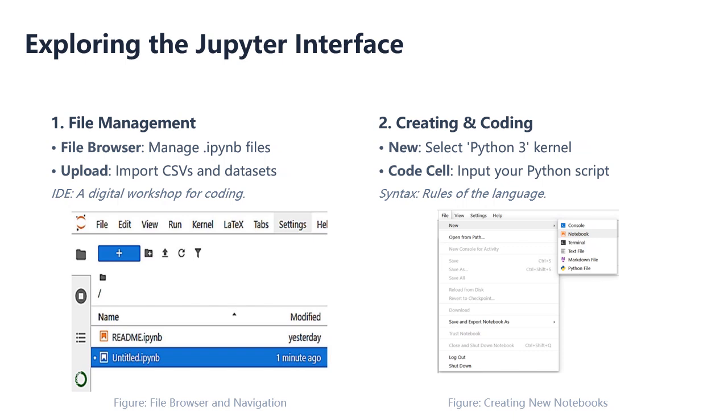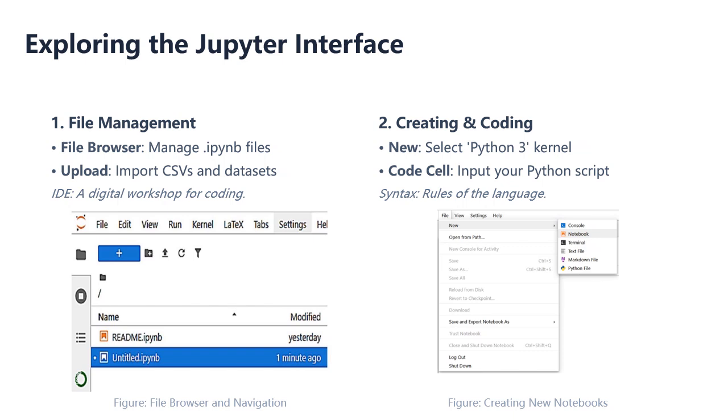Building on what we just covered regarding the Anaconda setup, let's step inside the Jupyter interface. This is the primary environment where you write, test, and document your Python code. On the left side, you'll find the file browser. This is where you manage your work. Notice the file extension IPYNB. This stands for Interactive Python Notebook. This area also allows you to upload external data like CSV files directly into your project environment. If you look at this first figure, you can see how the navigation mirrors a standard computer folder system, making it very easy to keep your scripts organized.